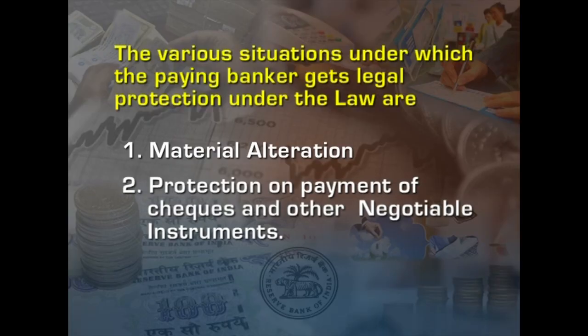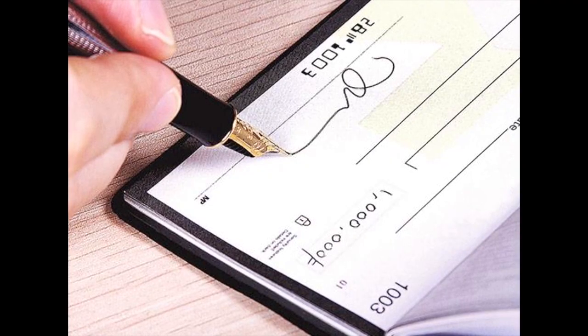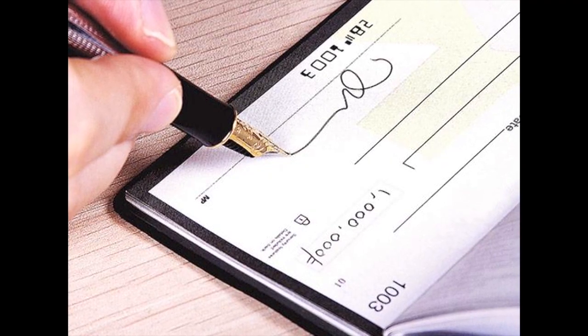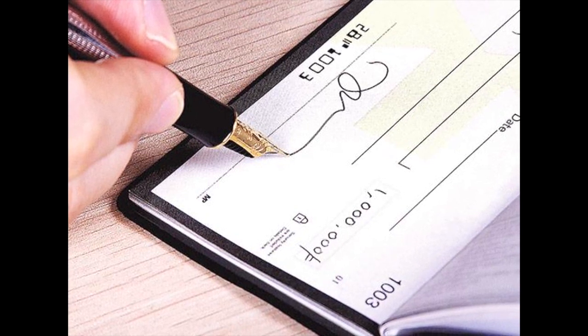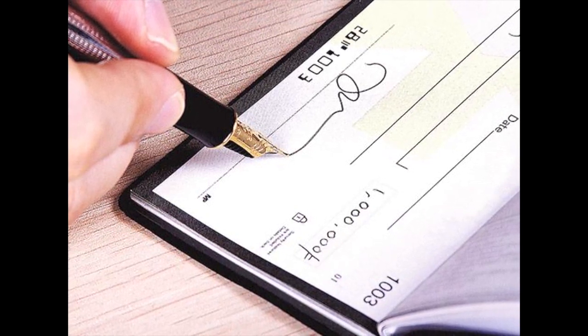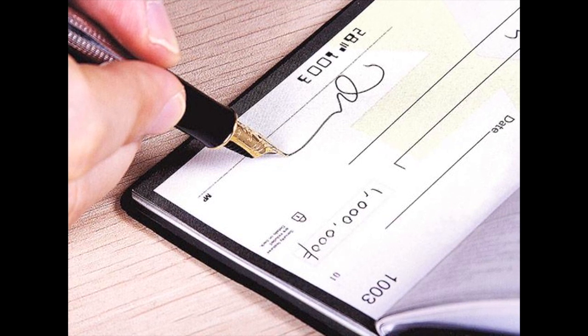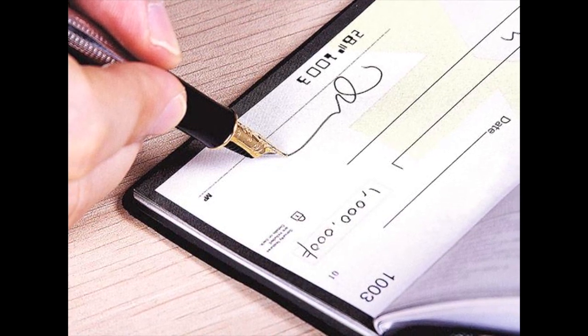2. Protection on payment of checks and other negotiable instruments. The paying banker has to take all precautions in passing the various checks for payment. He should ascertain that the checks bear the correct signature of the drawer as per the specimen signature. He should also ensure that the other related issues like the date, amount, and such things are properly carried out.